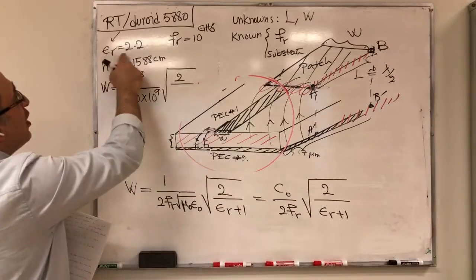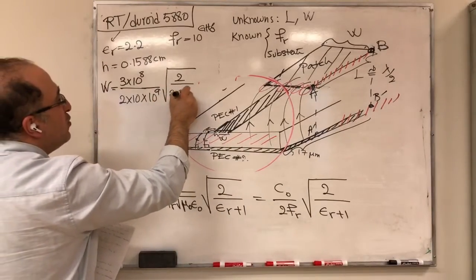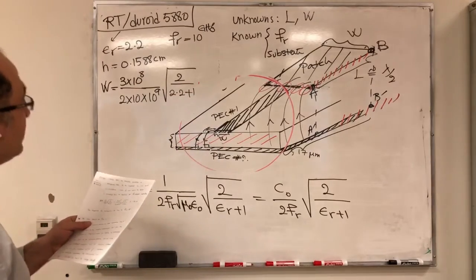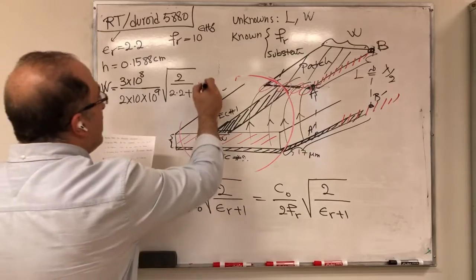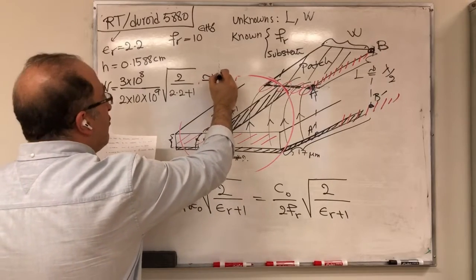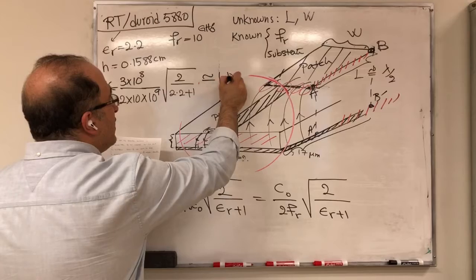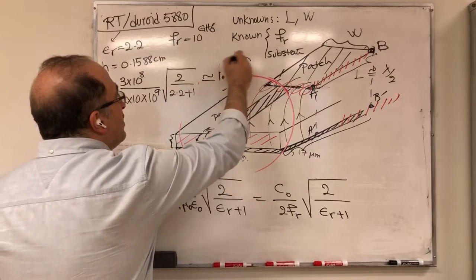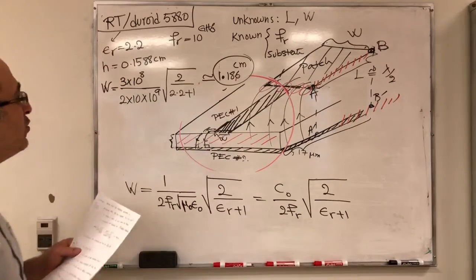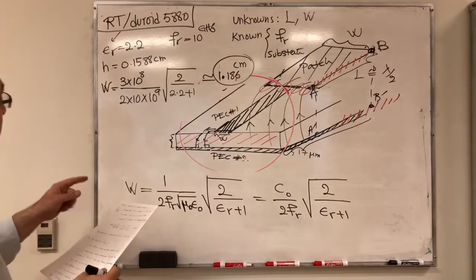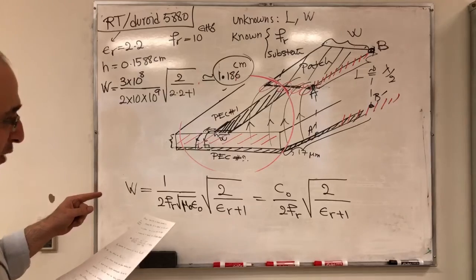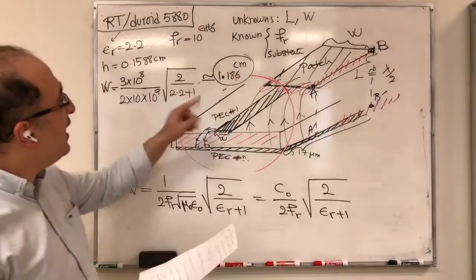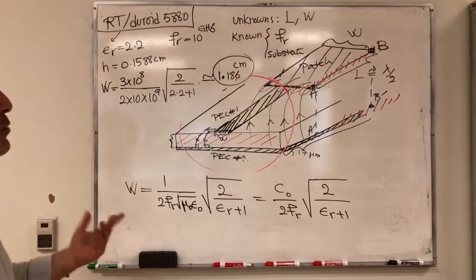And my epsilon r of the substrate is 2.2 plus 1. So if I find that, that's going to be about 1.186 centimeter. So that would be the approximate value for the patch. Let me check that I have everything correctly. Seems I have it. So it's 1.186 centimeter. That would be the width of the patch.